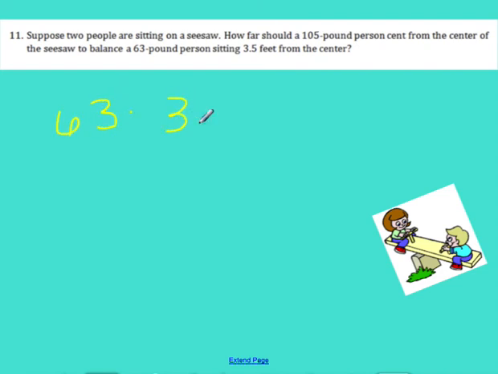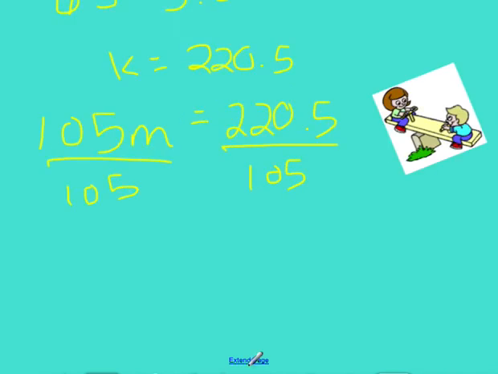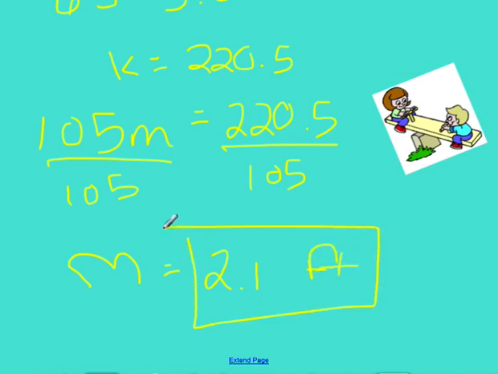The 63-pound person is sitting 3.5 feet away. So you multiply those two together, and that will give you our k. You multiply those together and you get 220.5. That's our constant. So the 105-pound person should sit m feet away, and that should multiply to 220.5. Then you're going to divide both sides by 105, and 220.5 divided by 105 gives you that m is equal to 2.1. Our label for this one was feet, because that's how many feet we were talking about sitting from the center.